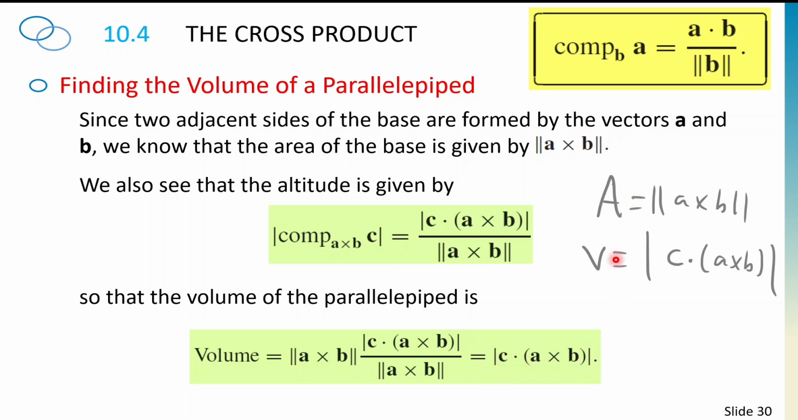So now these are the two formulas I need you to learn. I need you to know the area of the parallelogram as the magnitude of A cross B, and the volume of the parallelepiped as C dot A cross B, where A, B, C are three edges of the parallelepiped. Fine? So we can directly use the rule.